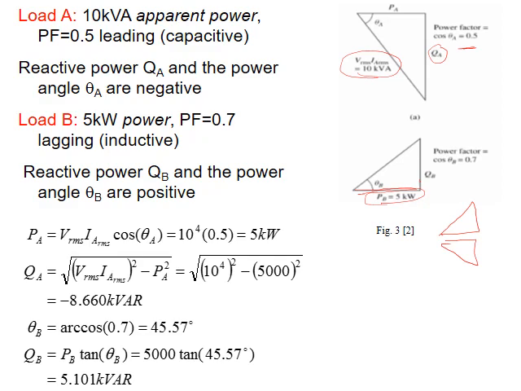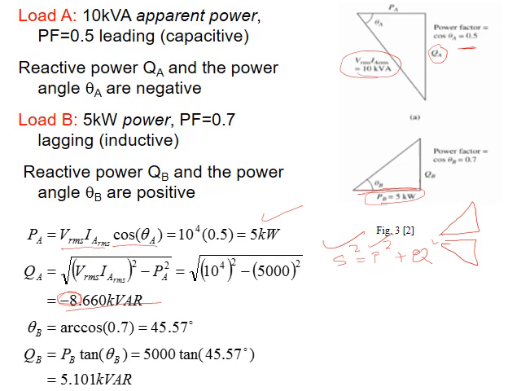For load A, S is given, which is VRMS times IRMS, and the angle, cosine phi, is given, so I can find the power. Very easy, multiplication. I have P, I have S. Can I find Q? Yes, because S squared equals P squared plus Q squared. I have P squared and S squared, so let me find Q. It's just a matter of math. You see here, it is still negative, because it's a capacitive load.